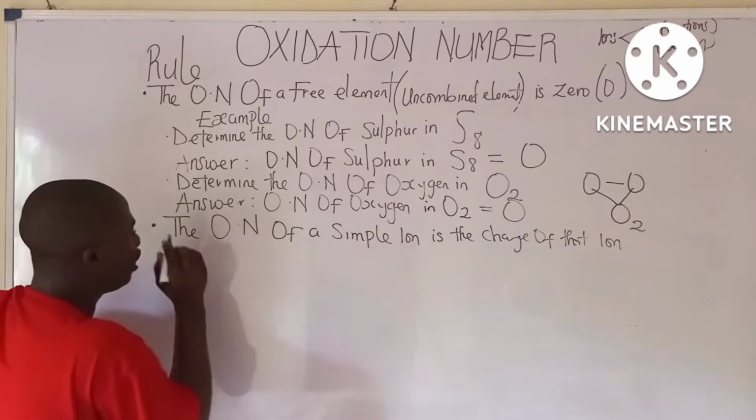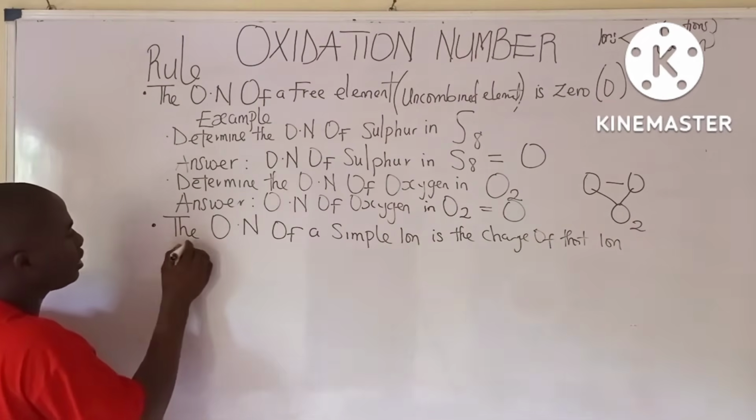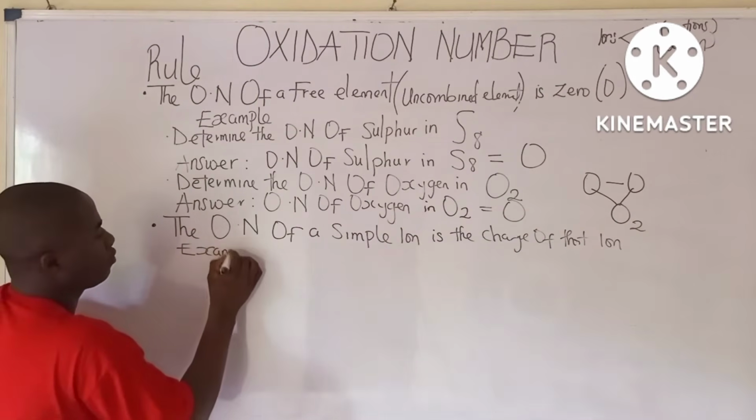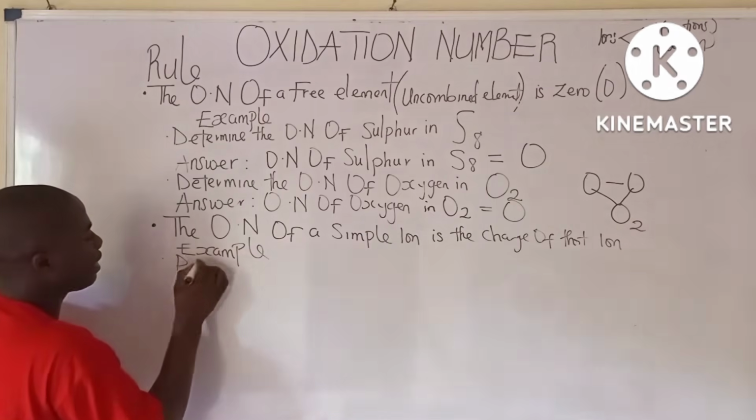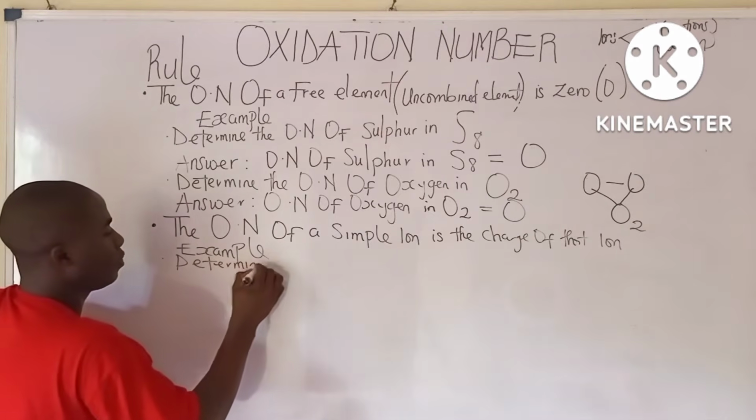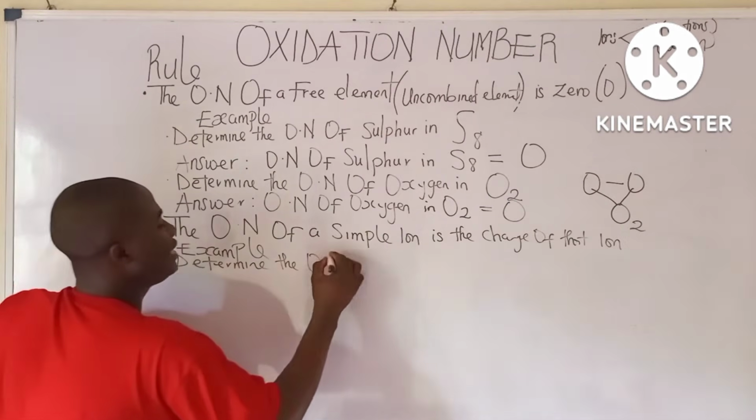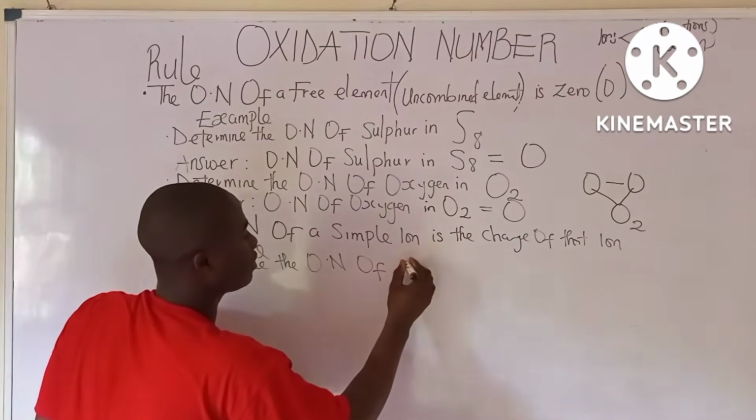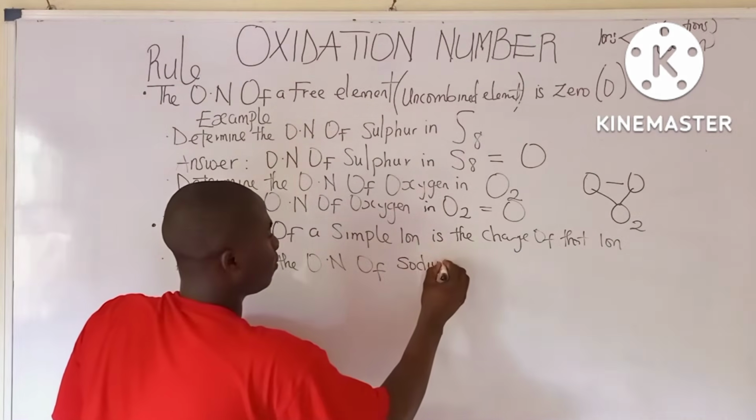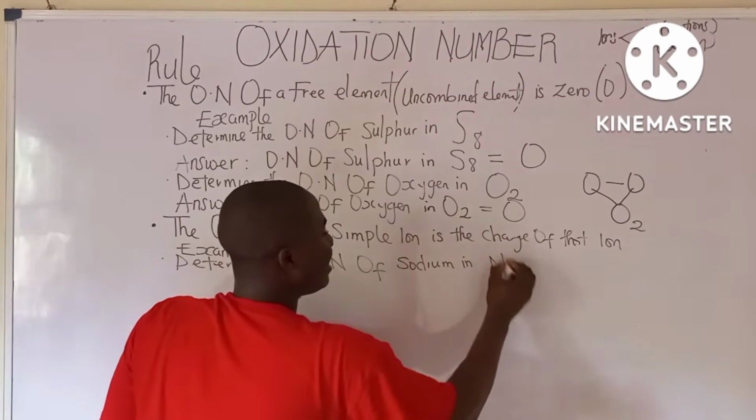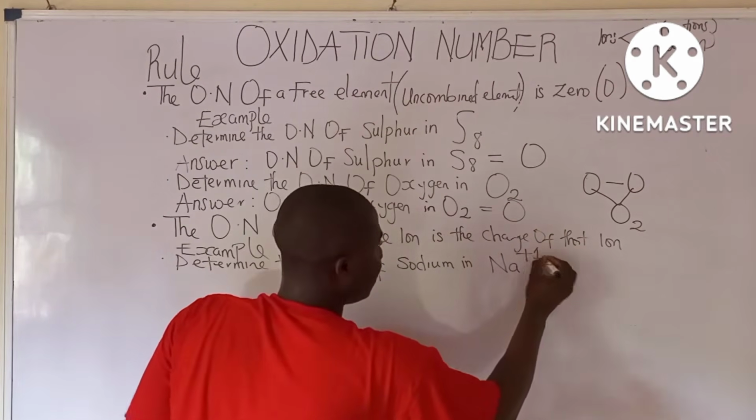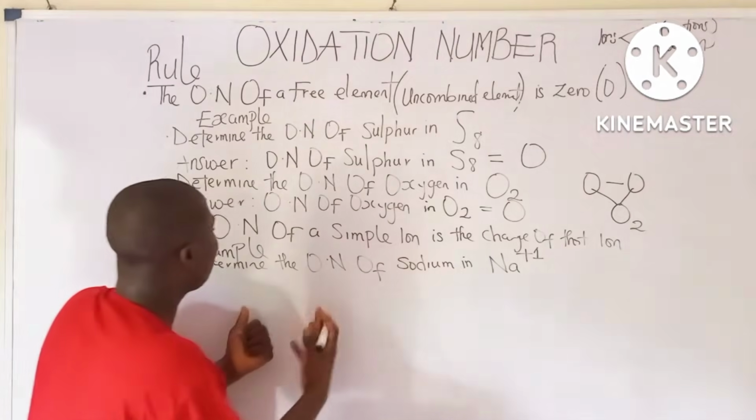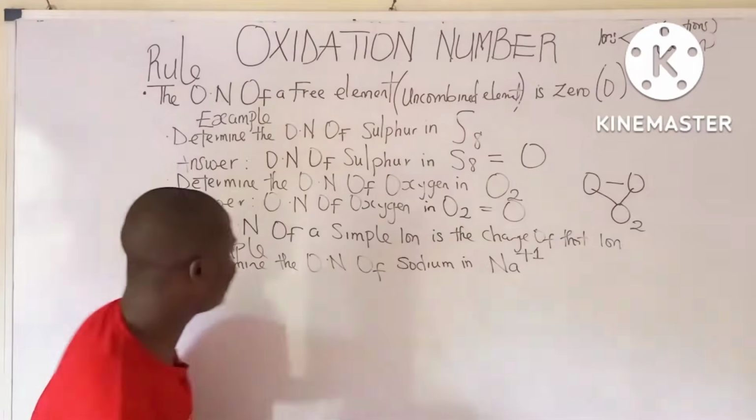So let's take an example. Let's say the question now is, determine the oxidation number of sodium in Na+1. This is the sodium ion. So what becomes the oxidation number of sodium in this? It is very easy.